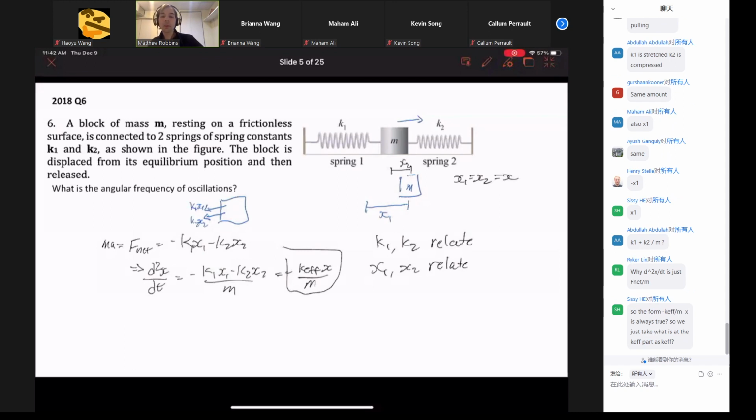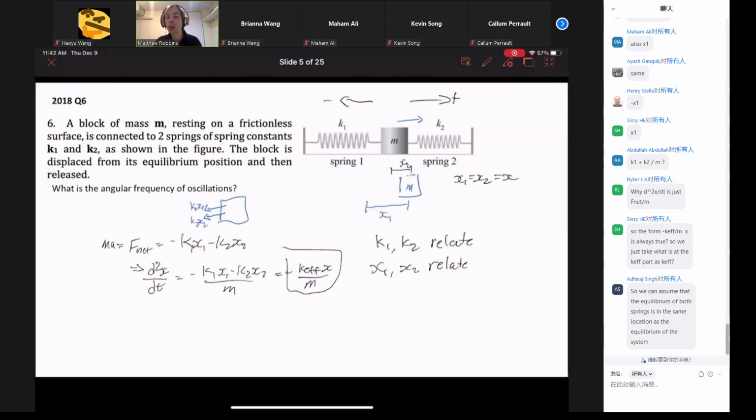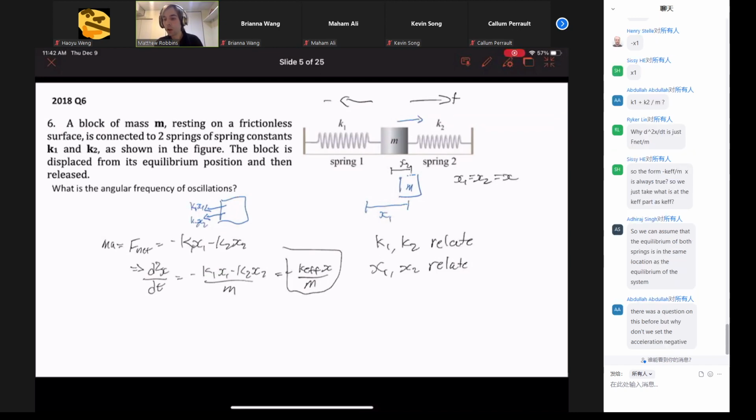So then when you relate them, basically substituting in your equations will get you something that looks like this. Then I see a couple questions in the chat. Why is kx negative? kx is negative because it points towards the left. If you prefer, this direction is negative, this direction is positive. Another way of thinking about it is kx is a restoring force, so it's always going to point towards equilibrium. Why is d2x by dt2 just f net over m? It's because the second derivative of x is an acceleration, so I just rewrote what a is.